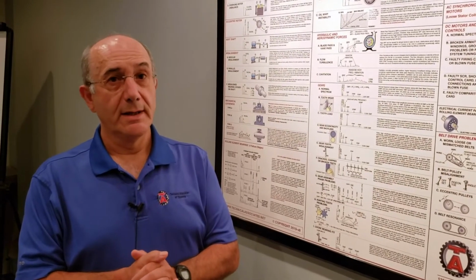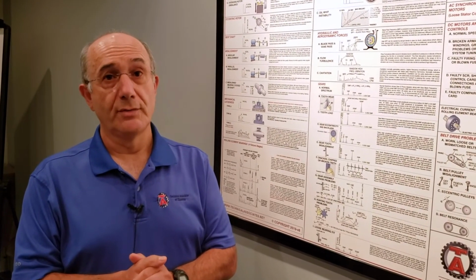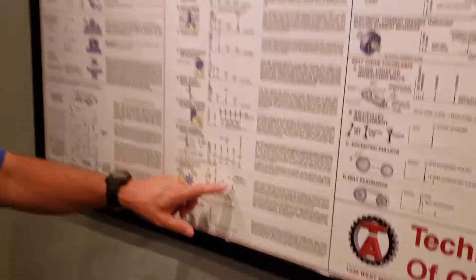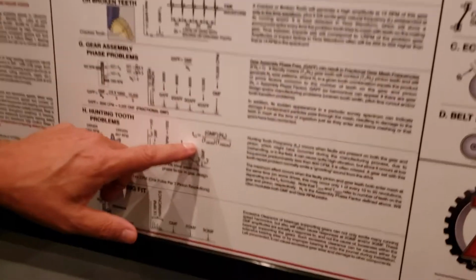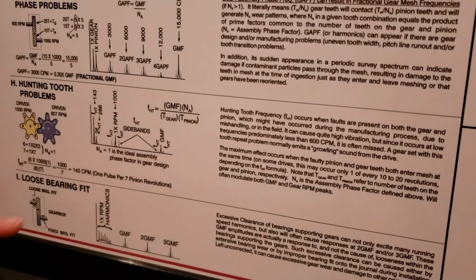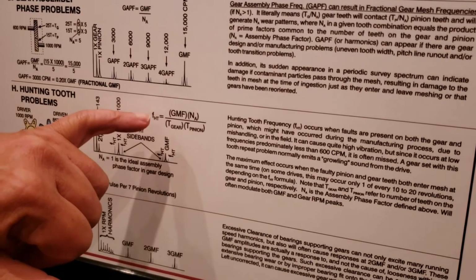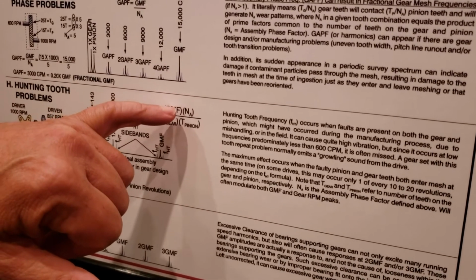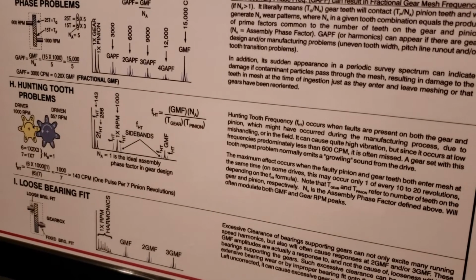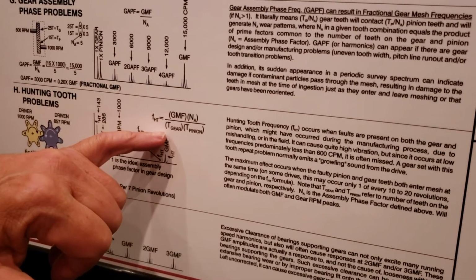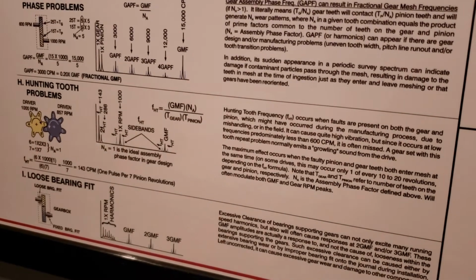Well, how do we calculate this hunting tooth or tooth repeat frequency? If you look in the Wall Chart, you'll see that we've included the formula for calculating hunting tooth frequency. Hunting tooth frequency is given by the product of the gear mesh frequency and the gear assembly phase factor, which is the N sub A, divided by the product of the number of teeth of the gear and number of teeth of the pinion.